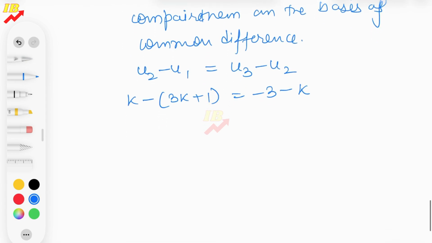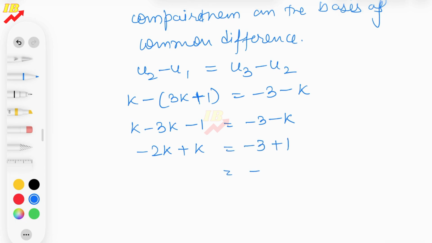Okay, so please keep this in mind. Whenever you see anything in binomial or trinomial form, please put a bracket over there before and after a negative sign, right? So it's k minus (3k minus 1). Now this is negative 3k, negative k... so this is going to give you negative 2k plus k equals negative 3 plus 1. So this is negative 2 and negative k. So k comes out to be 2 directly, right?